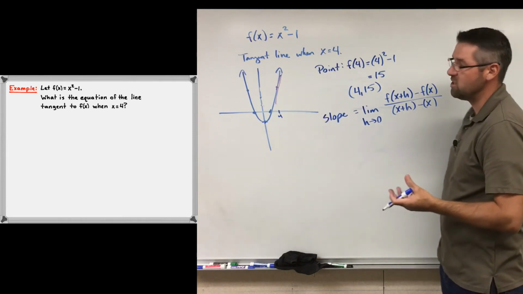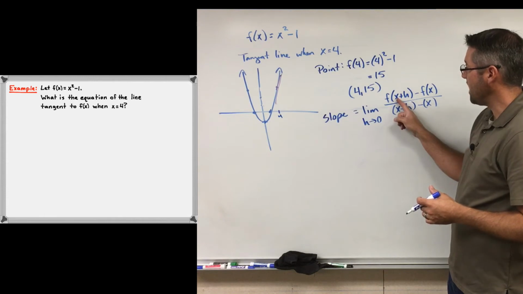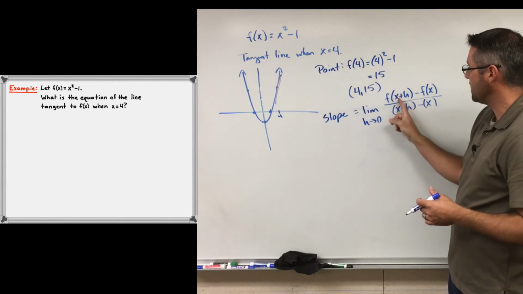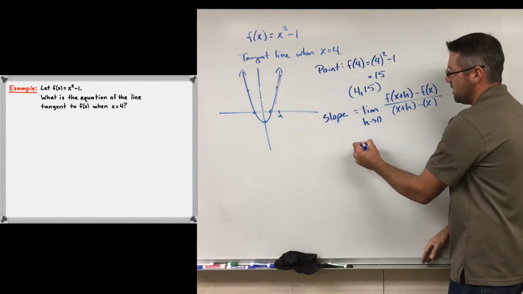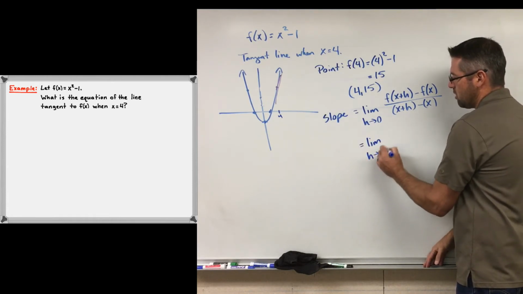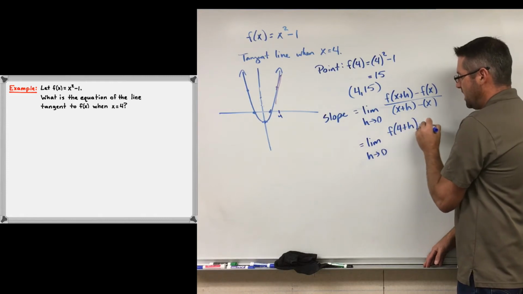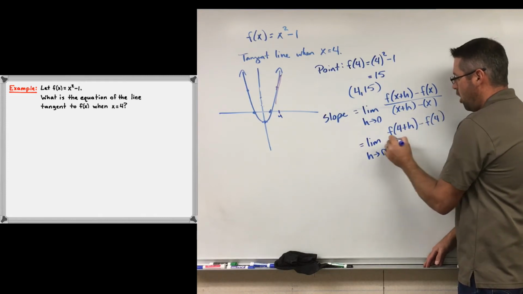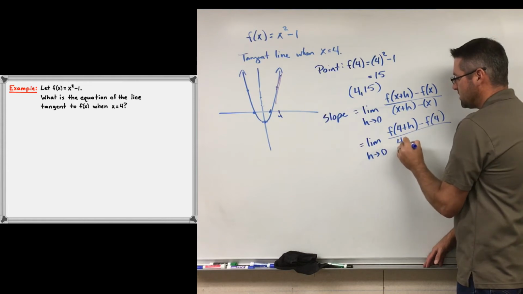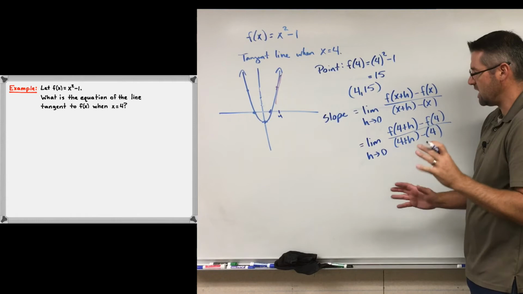What is the point that we're concerned with? We're concerned with the point where x equals 4. So when x equals 4, we plug that in. And so we end up with the limit as h approaches 0 of f of 4 plus h minus f of 4 all over 4 plus h minus 4. And so again, take a step back.